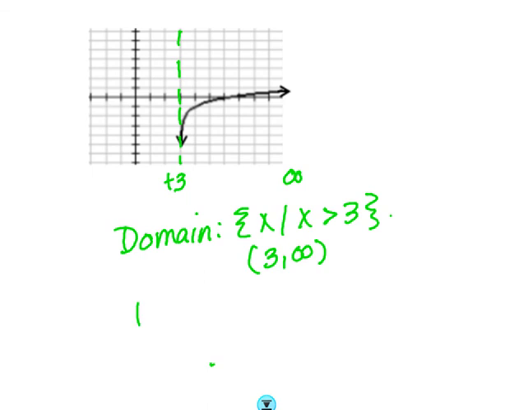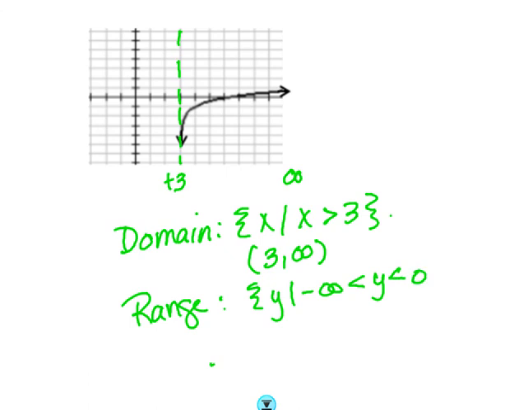All right, but our range, our graph continues to go down and up, so there's no restriction on our range. So y such that it's between positive and negative infinity. Or negative infinity to positive infinity, both open.